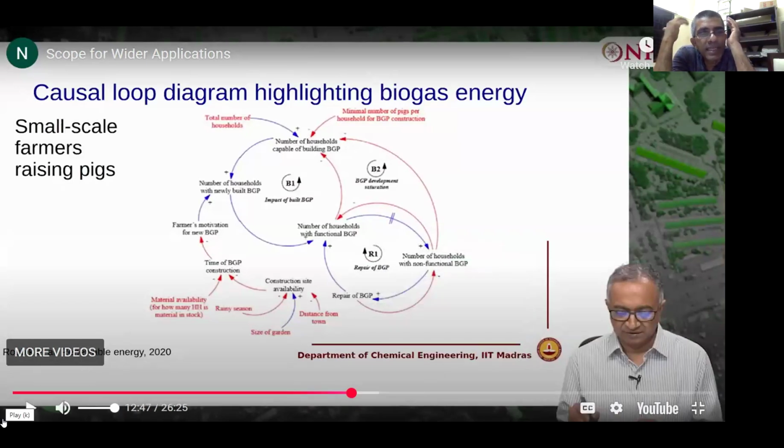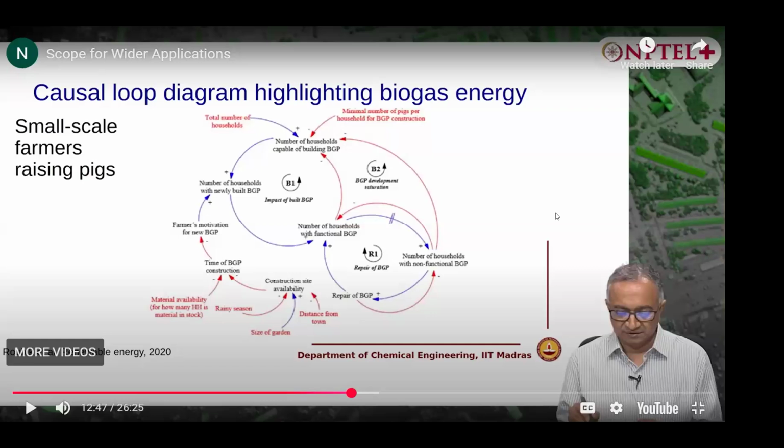So here, he has identified one reinforcing, that is positive, and two balancing, that is two negative. If you are trying to do biogas from pigs, right? So let us look at B2. Venkateswara sir, can you explain B2? Sir, I cannot explain, sir.